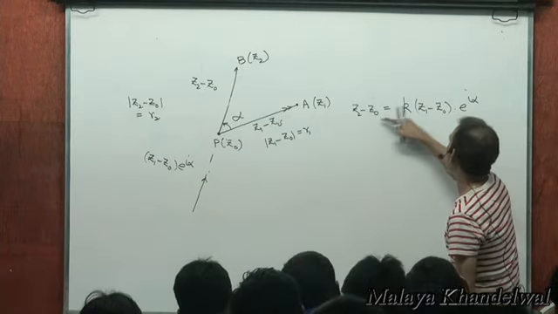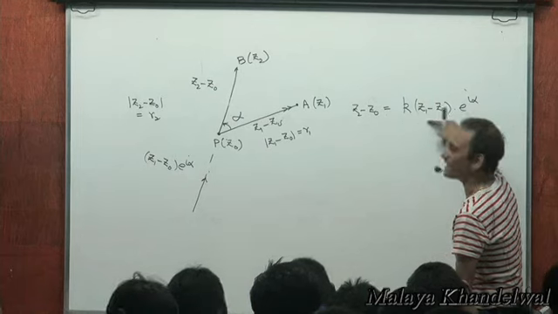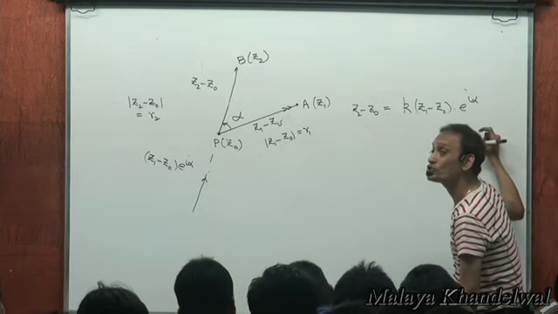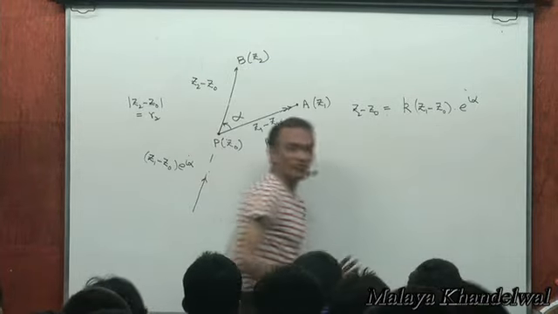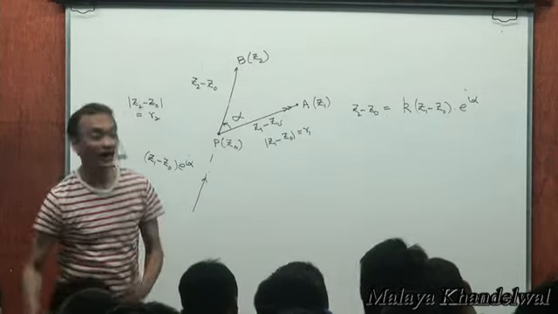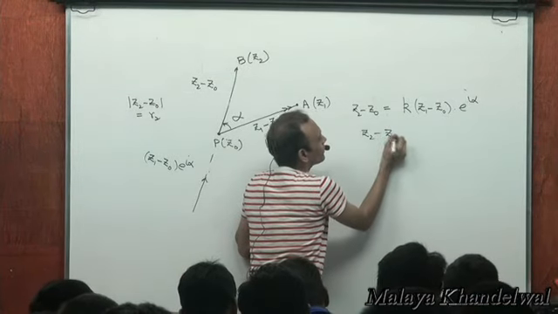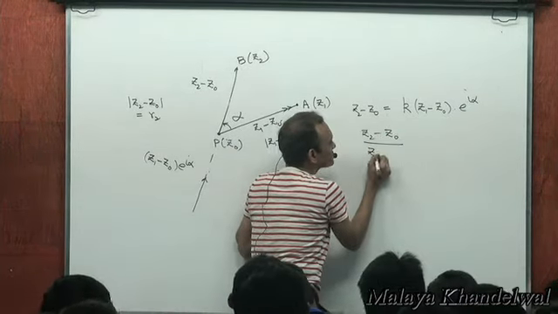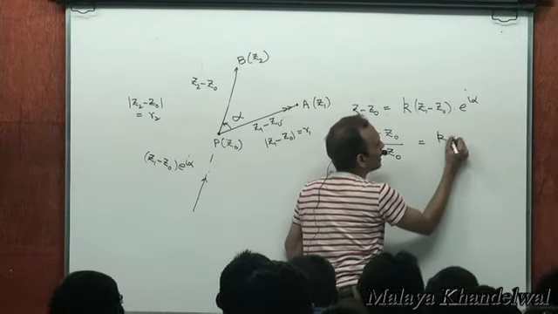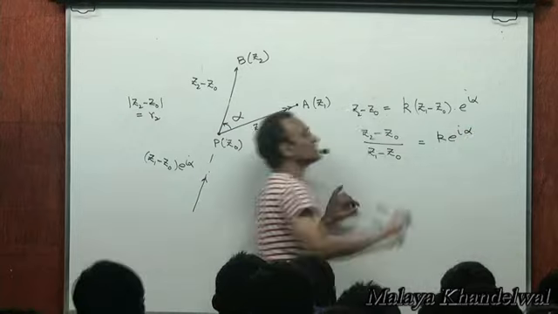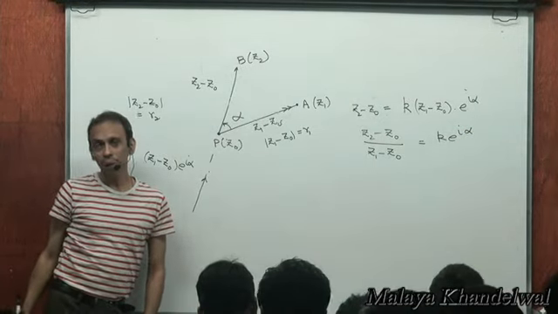If two vectors z2 minus z0 and z1 minus z0 are parallel to each other, one could be written as a scalar times the other. Yes or no? So far so good? Yes. Which means z2 minus z0 by z1 minus z0 is k e power i alpha, where k is a real number. Clear?